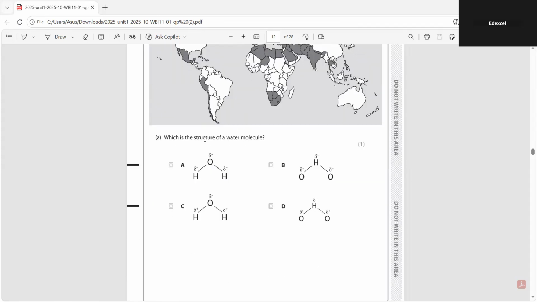So the first question is, what is the structure of a water molecule? A water molecule consists of an oxygen atom and two hydrogen atoms. The oxygen atom is slightly negative and the hydrogen atom is slightly positive. So you can easily eliminate A and also D. And it should have two hydrogen atoms, so B is also eliminated. So you can easily understand C is the option. So let's move on to the next question.